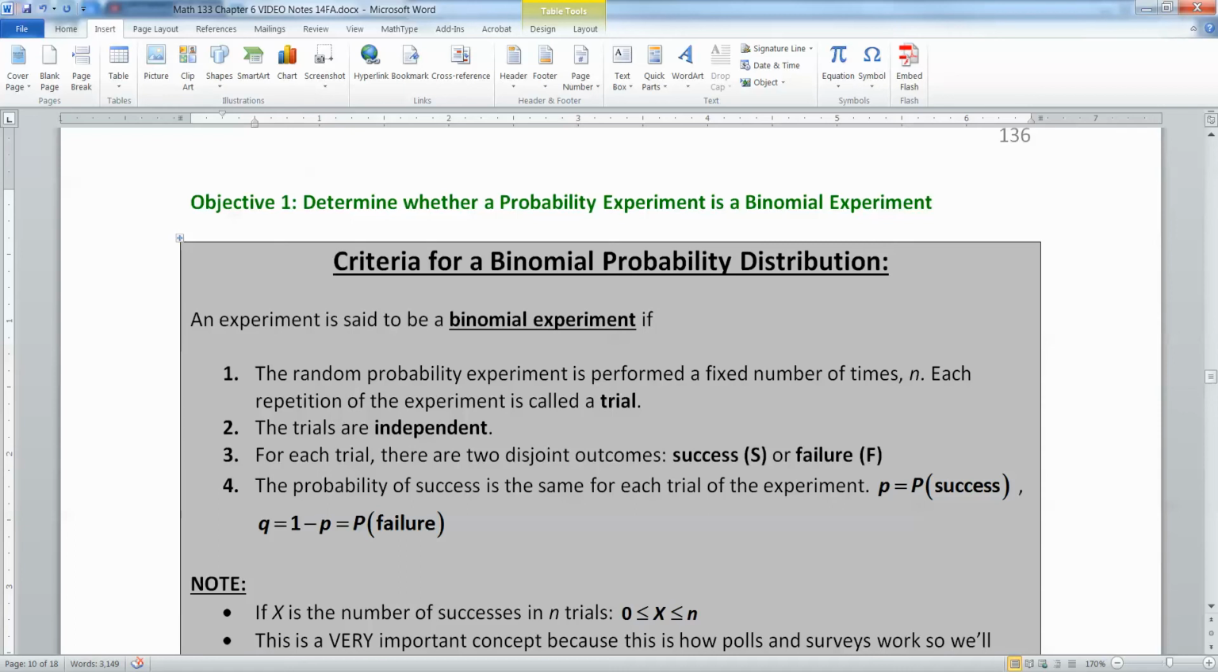But you're going to fix it ahead of time. You're not just going to keep tossing forever. Each of the trials is independent from each other. So every time you toss the coin, for example, if I got heads in the last toss, it has no bearing on whether I'm going to get heads on the next toss, right? They have to be independent.